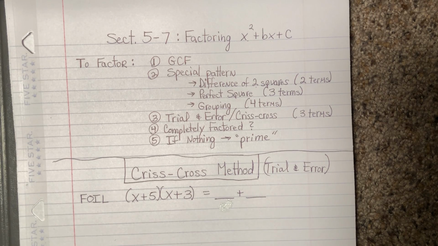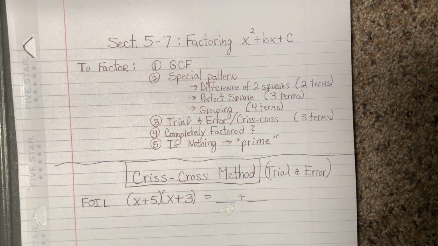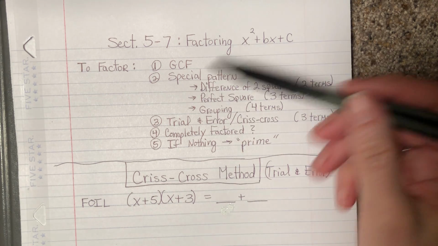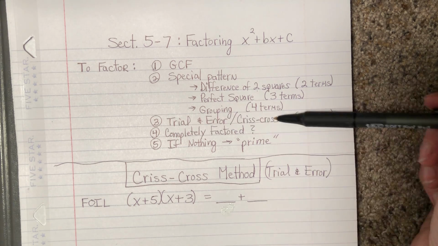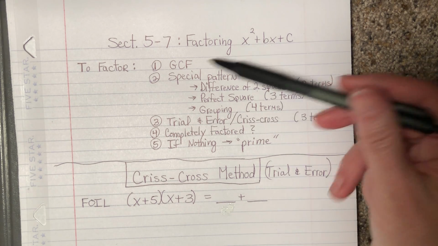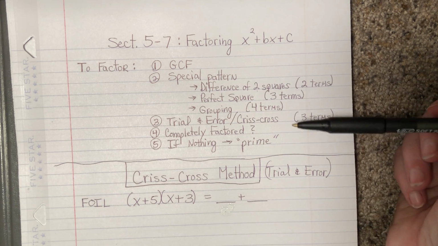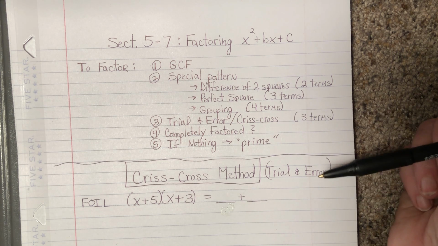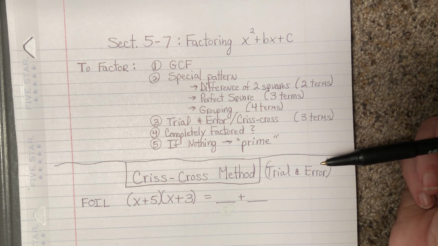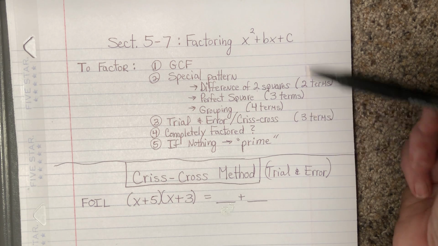All right, we're gonna start section 5.7, which is factoring, basically factoring by trial and error. But before we start, I wanna go through our checklist that you should be very familiar with by now. And I've added the new piece for our trial and error right here. This is gonna be a complete list for us now. After we finish trial and error, which I'm gonna call Criss-cross, we're not gonna learn anymore. So then we'll be completely finished with factoring.